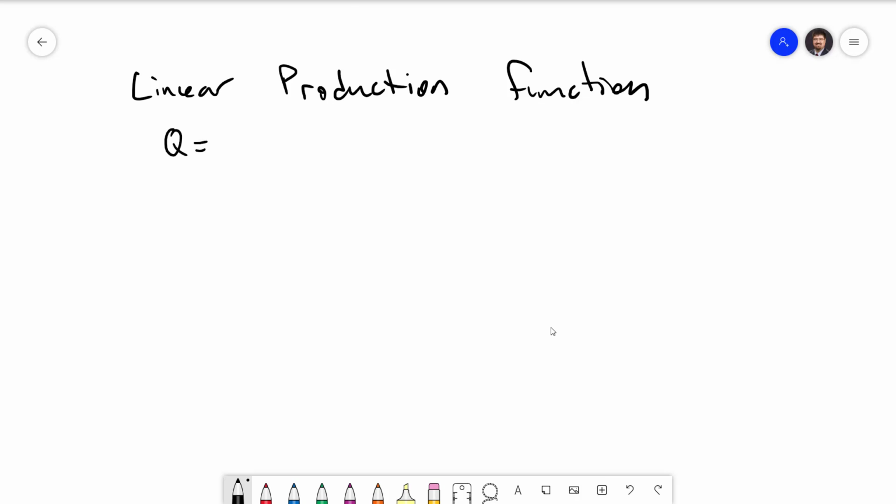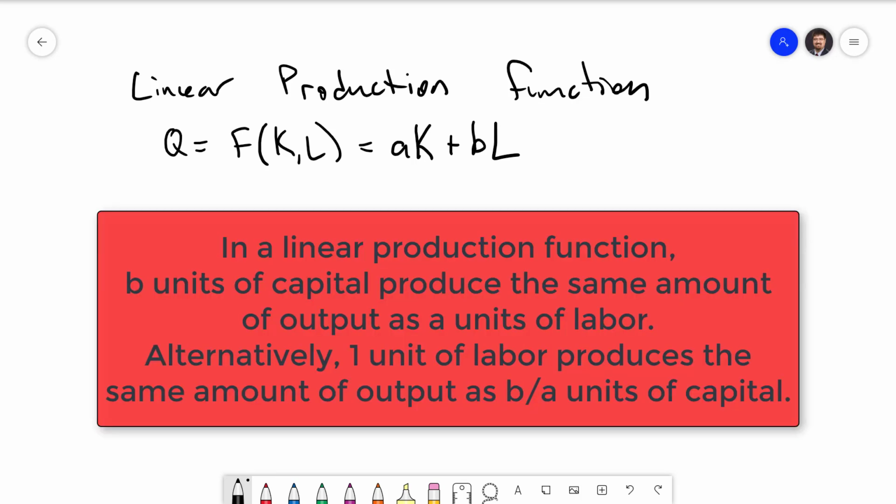A linear production function is going to take a specific form, which is AK plus BL. Here, A and B are just constants. They're just numbers. With a linear production function, capital and labor can be perfectly substituted for each other at a fixed ratio. From this production function, we can see that B units of capital will produce exactly the same amount of output as A units of labor. Both of them would be A times B. Alternatively, we could state this as 1 unit of labor produces exactly the same amount of output as B divided by A units of capital.